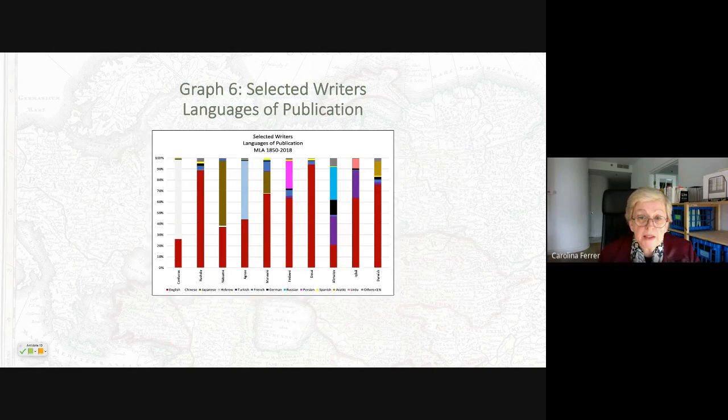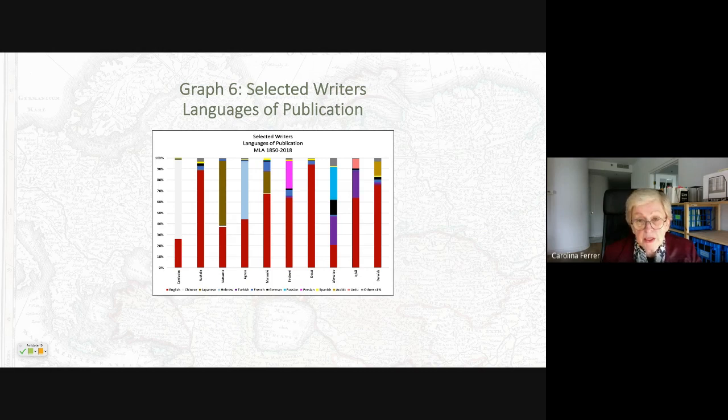Graph 6 represents the language of publication of the documents. Except for Confucius, Natsume, Anyon, and Aitmatov, English is the main language of publication of the critique. In the other 4 cases, the language of publication corresponds to the language of expression of the writer.